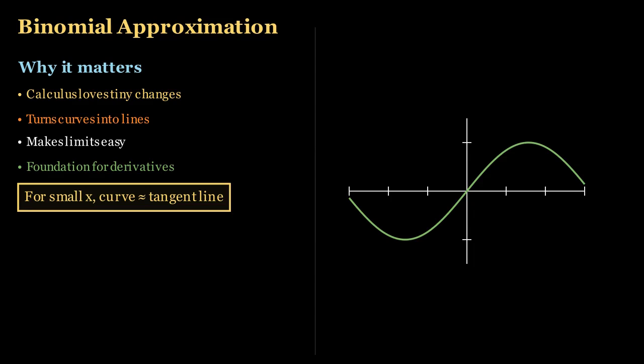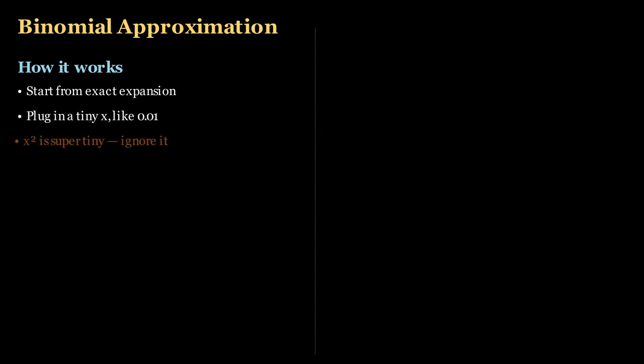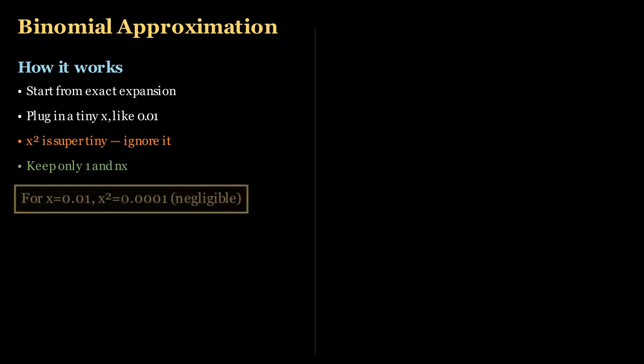Take a power we know, like n equals 2. The exact expansion is 1 plus 2x plus x squared. Now imagine x is a tiny number, say 0.01. The first term is 1. The second term is 2 times 0.01, which is 0.02. The third term is 0.01 squared, which is 0.0001. That third term is 100 times smaller than the second. So if we just drop it, our answer is 1.02 instead of 1.0201, an error of only 0.01%.